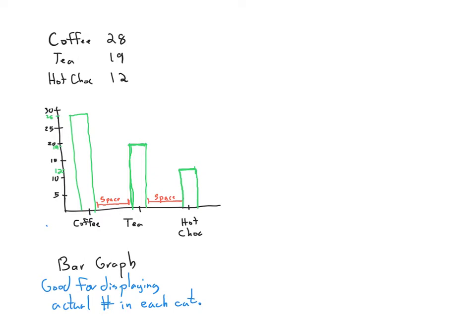Now imagine maybe I wanted to split these categories up a little bit, and I wanted to look at males and females that like each of these: coffee, tea, and hot chocolate. So imagine out of the 28 coffee drinkers, so let's say we'll have male and female category.